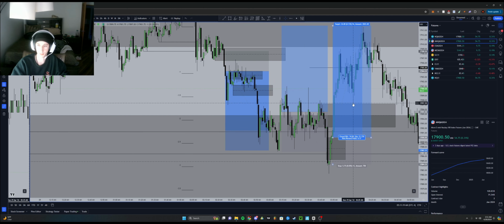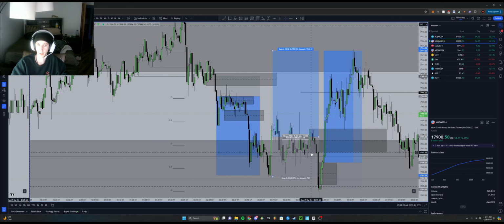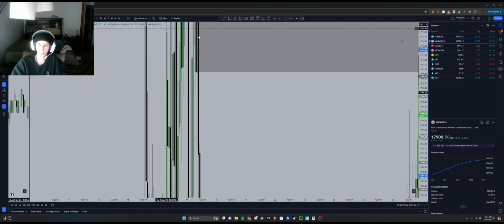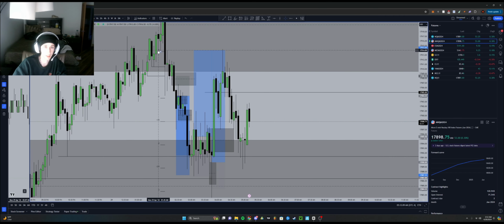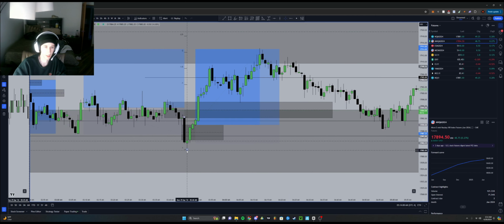retrace back to internal, tap this breaker perfectly, and rebounds all the way back to the 5-minute gap. It was to the tick. And then if you look here as well, if you mark the standard deviation level, you'll see that the 2 to 2.5 level lines up perfectly.